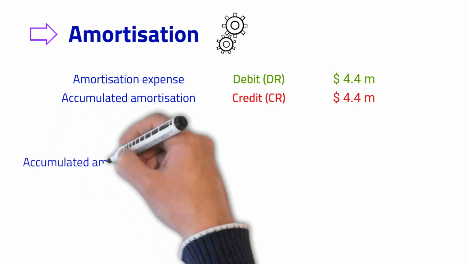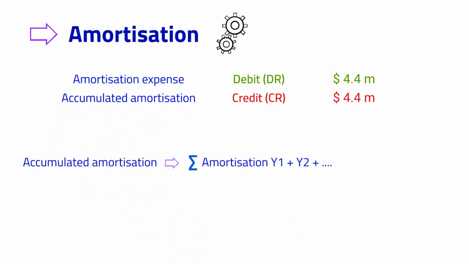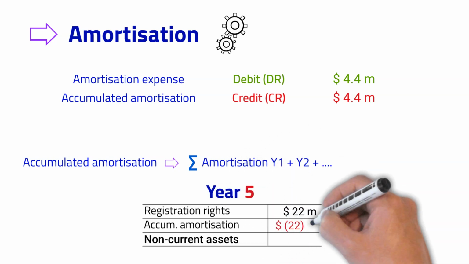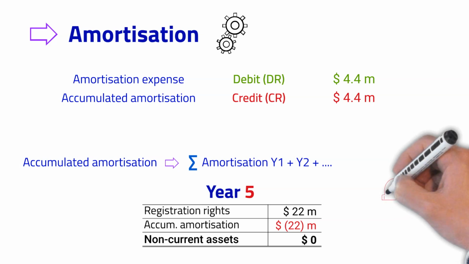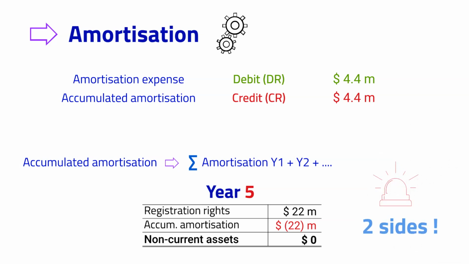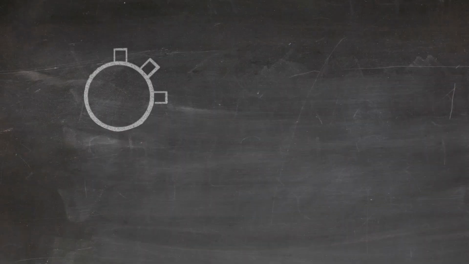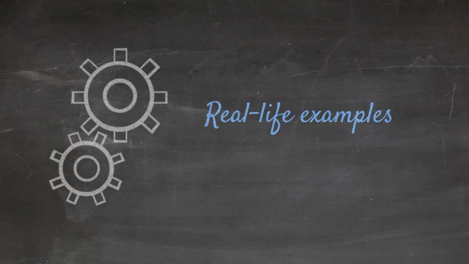At the end of year 5, you will have accumulated amortization of $22 million and the net book value of registration rights of 0. And again, always two sides of a transaction. You see, all our bookings are paired and debits equal credits. Let's have a look at a couple of real-life examples based on the extracts from the annual reports of football clubs Barcelona and Chelsea.